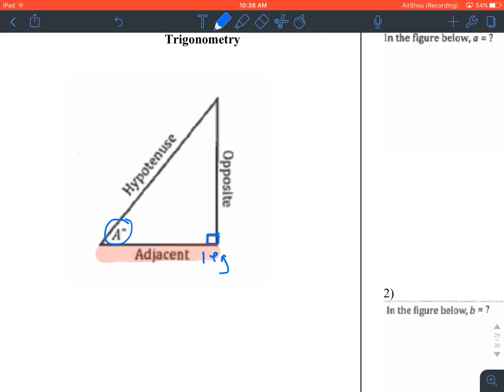Right leg there. This is the opposite leg because it does not touch it. And then this is always the hypotenuse, that's opposite 90. Adjacent and opposite are legs, and the hypotenuse is not a leg.